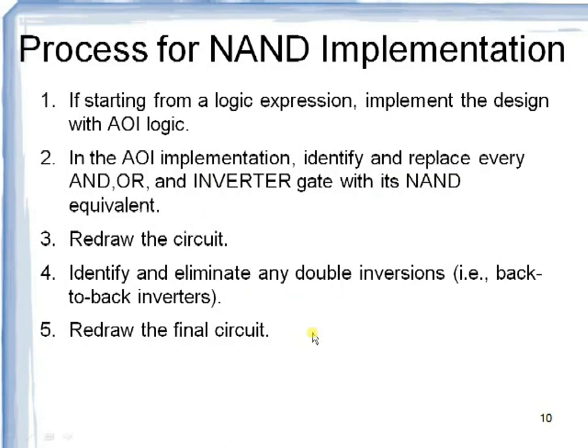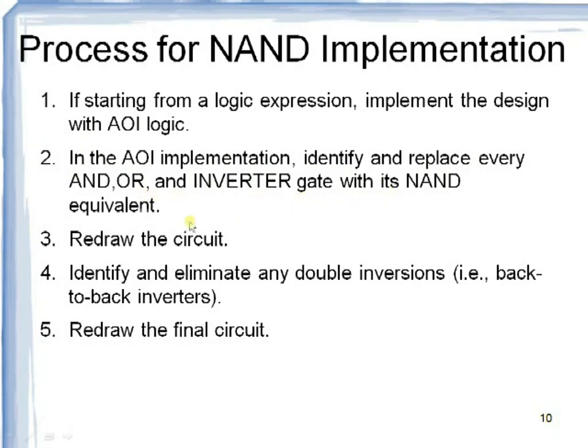Okay, now the process for NAND implementation. How to implement any Boolean expression only with the help of NAND gates. In order to do that, we have to follow these steps. Starting from a logic expression, implement the design with AOI logic. So initially implement the expression only with the help of AND, OR and inverter logic. Now, in the AOI implementation, identify and replace every AND, OR and inverter gate with its NAND equivalent.